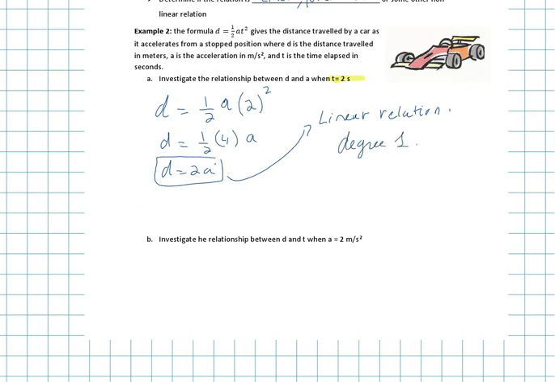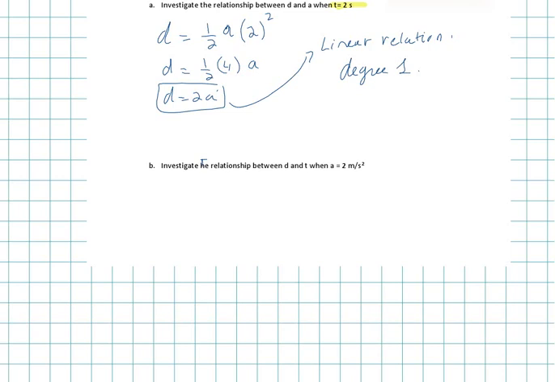Now, the second part of the question: investigate the relationship between D and T, where A is 2 meters per second squared. So now we're replacing A with 2 meters per second squared. So to replace A with 2, 2 times 1/2 is 1. So D equals 1T squared. I don't have to write that one.